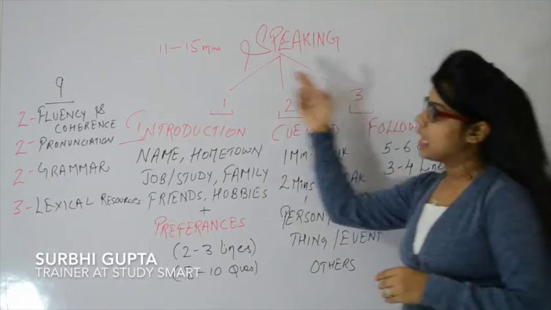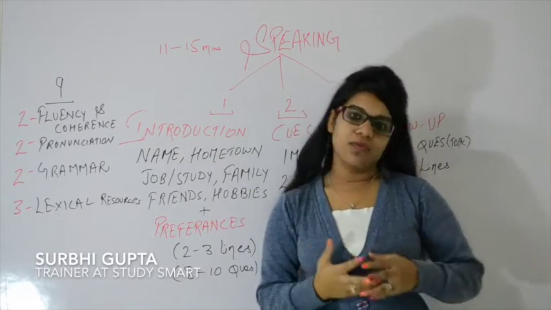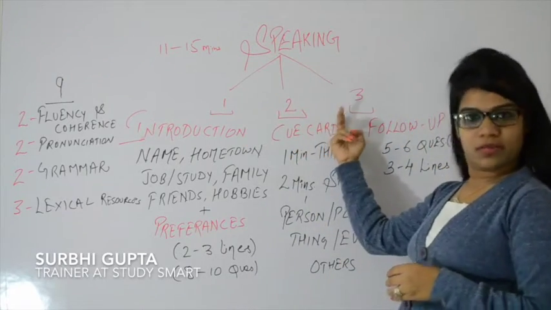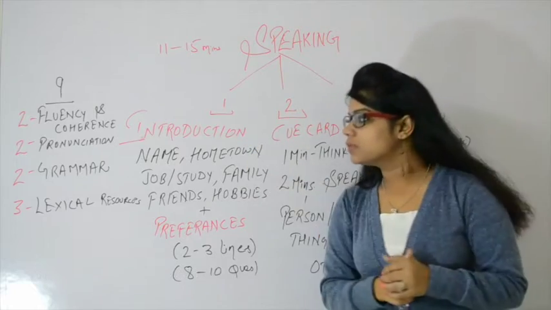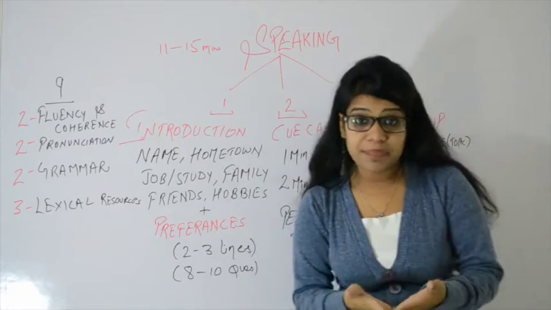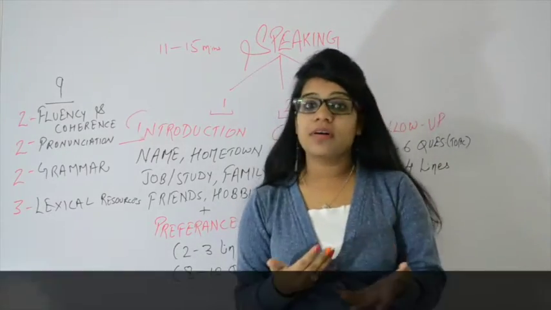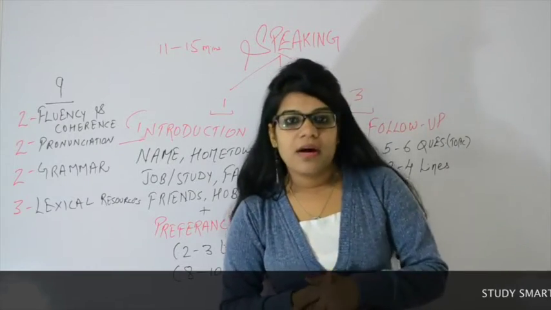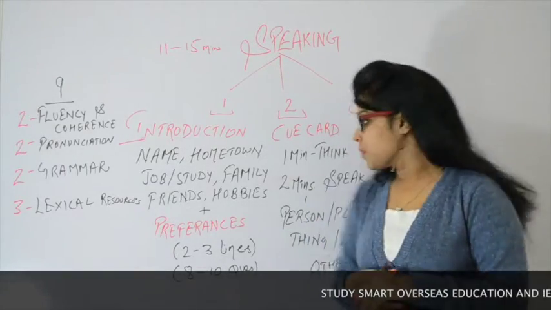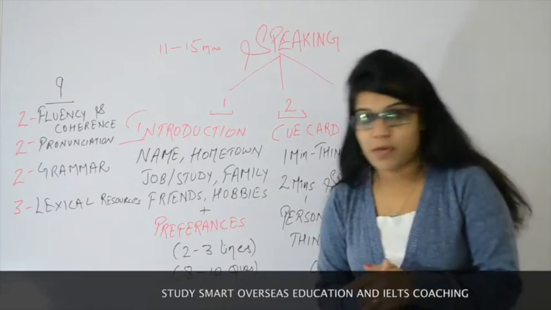Speaking is only 11 to 15 minutes, in which an examiner takes an interview of the student. It has 3 parts: 1, 2 and 3. Starting with the introduction, the examiner will ask you questions about yourself, your name, your hometown, whether you're working or studying. If you're working, then about your job profile or how you commute, and if you're studying, then it might be about your subjects, then about your family, your friends, and maybe your hobbies as well.